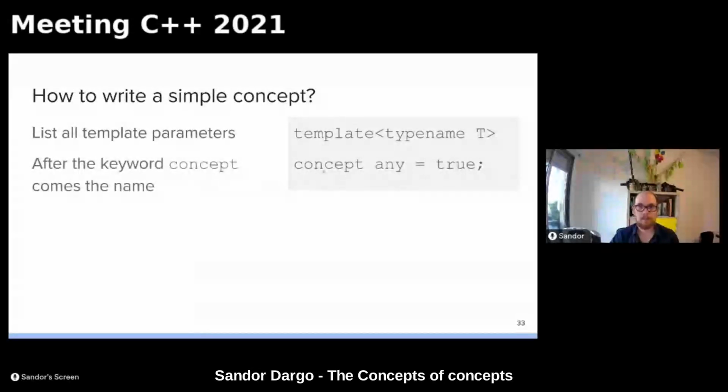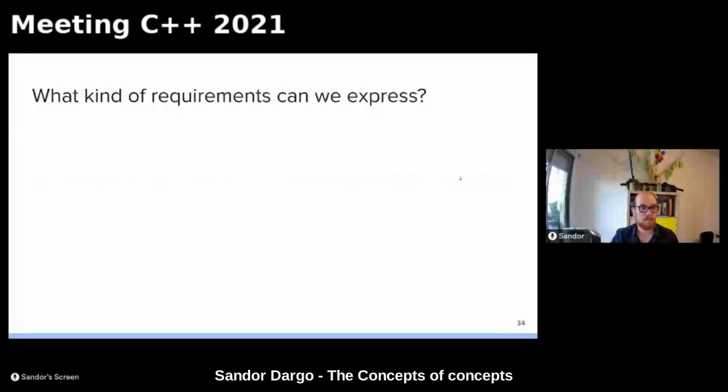And then after the keyword concept, we put a name, a meaningful name. In this case, it's any. And then we list the requirements. Here we have none. That's why we put only true there.